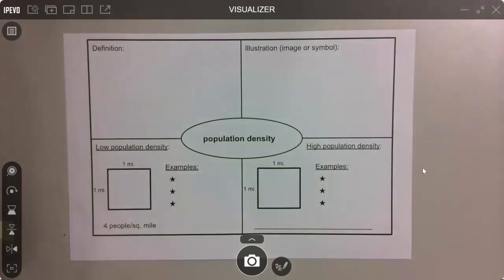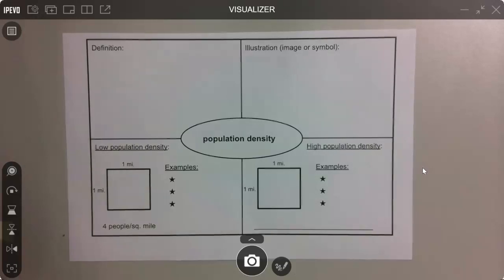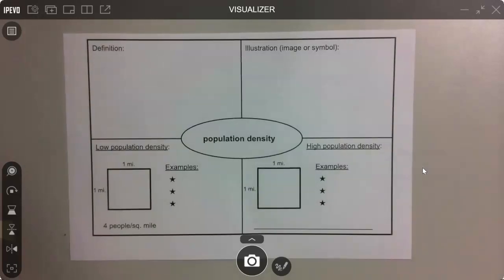All right, Lancers, I am going to give you some directions for this Frayer model that we're going to do for population density. Population density is going to be a really important term in our research project, so it's important that you understand it and how to use it. So let's start with the definition.